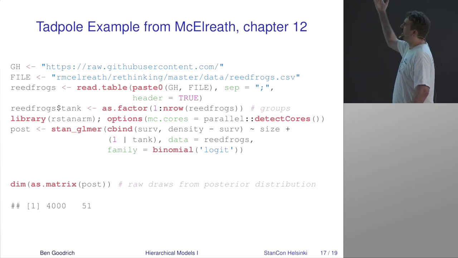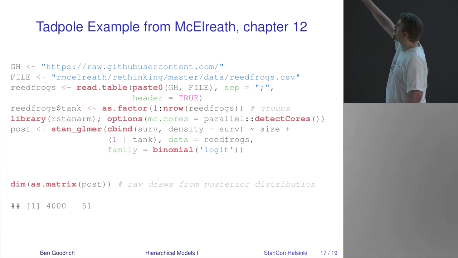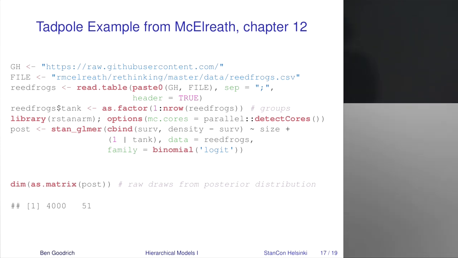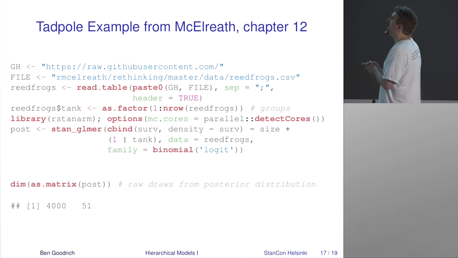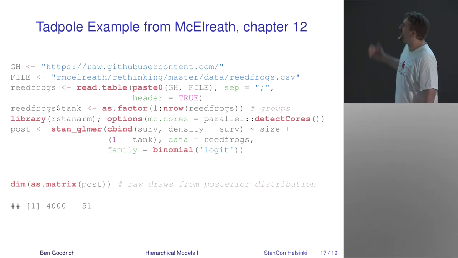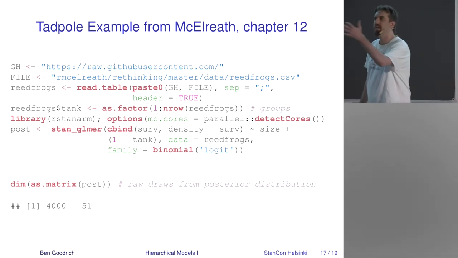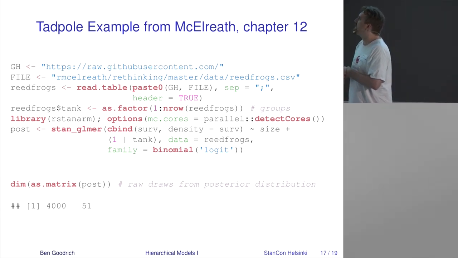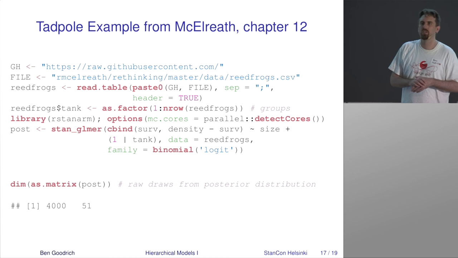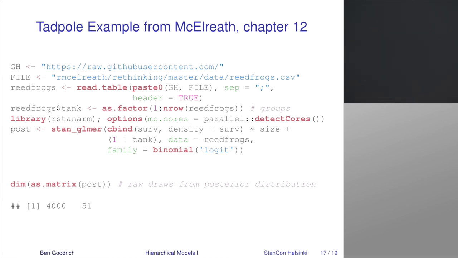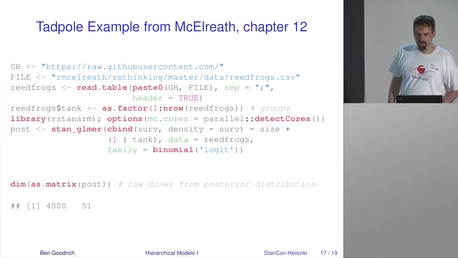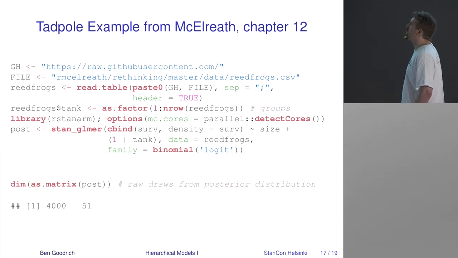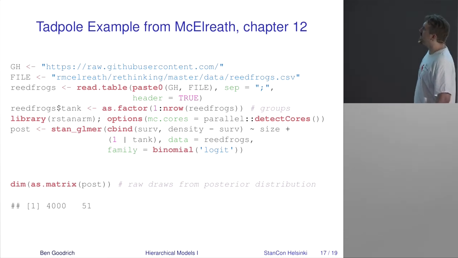Each row of that data set corresponds to a tank of tadpoles, so we want to make that into a factor which specifies the group structure for these data. Then we use the stan_glmer function in the rstanarm package to estimate a binomial model for how many of the tadpoles in each tank survive as a function of the size of the tank and an intercept that varies from one tank to the next, which we specify with this piece of lme4 syntax, (1 | tank). That is saying allow the intercept to vary from one tank to the next. We specify family equal logit to use a logistic inverse link function in this binomial model.